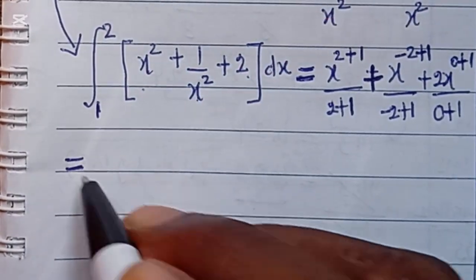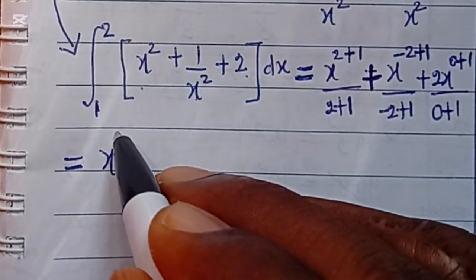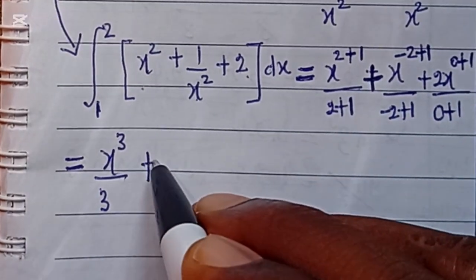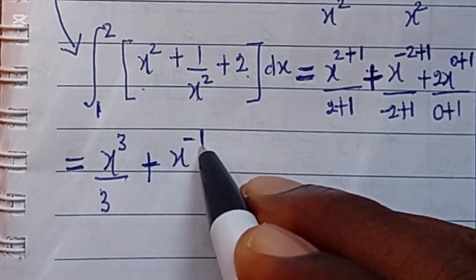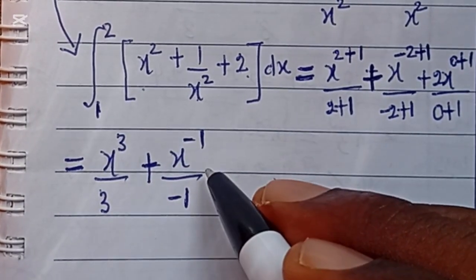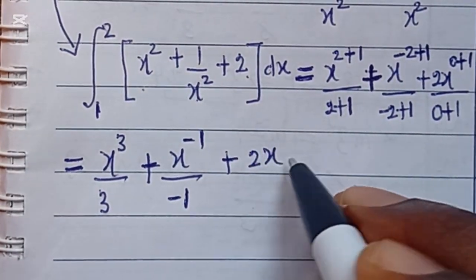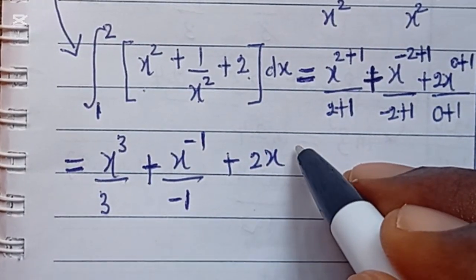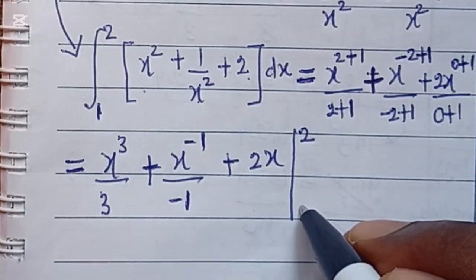So this expression becomes, let's break this down. x to the power of 2 plus 1 gives us x to the power of 3 over 3, since 2 plus 1 is 3. Then we have plus x to the power of minus 2 plus 1, which gives us x to the minus 1 over minus 1, since minus 2 plus 1 is minus 1. And then we have plus 2x, since 0 plus 1 gives us x. So this entire expression becomes this. What we want to do now is to put in the limits, the interval from 1 to 2.